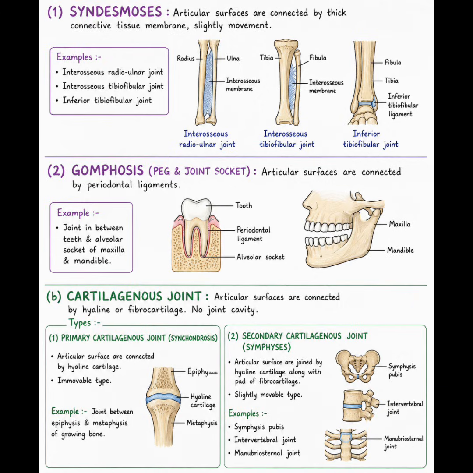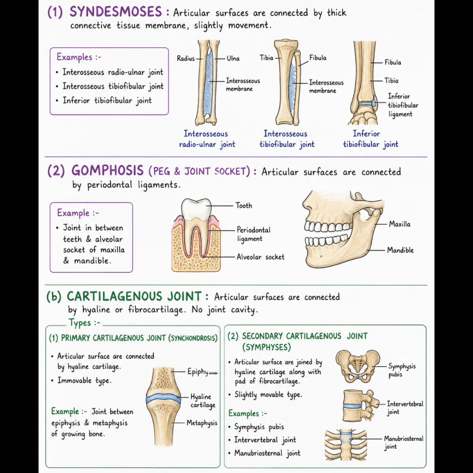It can be classified into two different types, that is synchondrosis and symphysis. Synchondrosis, or primary cartilaginous joints, are joints where the articular surfaces are connected by hyaline cartilage, which are the immovable type. Examples include the joint between the epiphysis and metaphysis of a growing bone, between the sphenoid and occipital bones, the first chondrosternal joint, the costochondral joint, etc. Secondary cartilaginous joints, or symphysis, are those joints whose articular surfaces are joined by hyaline cartilage along with a pad of fibrocartilage.